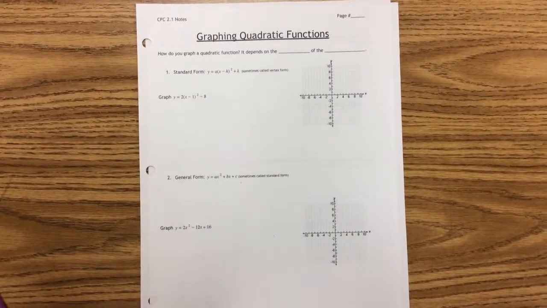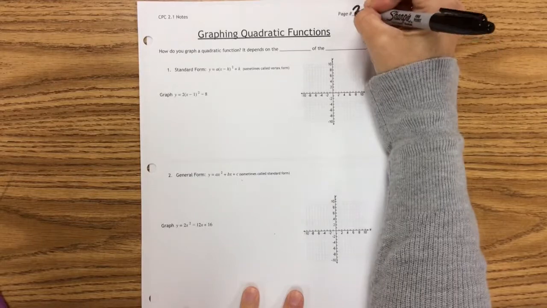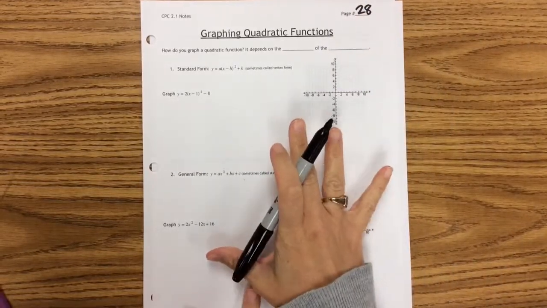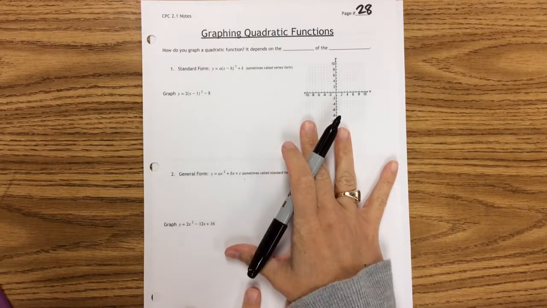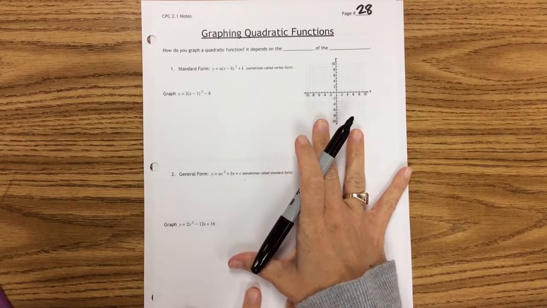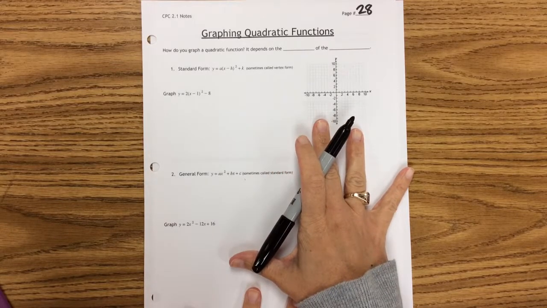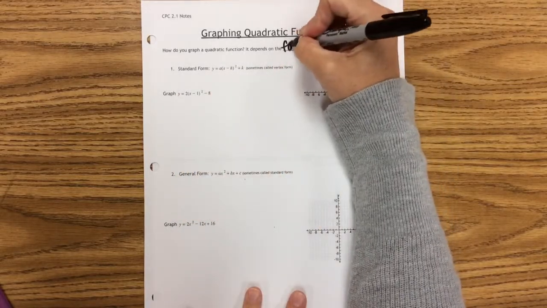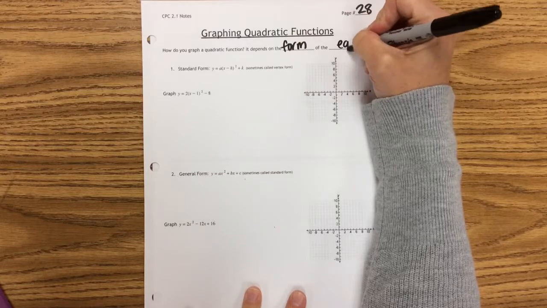All right, I'm going to talk about graphing quadratic functions. This is page 28 in our notes. And a quadratic function will be a graph of a parabola. And the big thing when you start a question like this is, how do you graph a quadratic function? It really depends on the form of the equation.